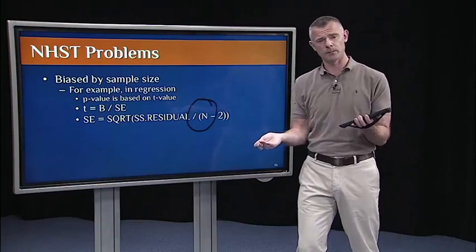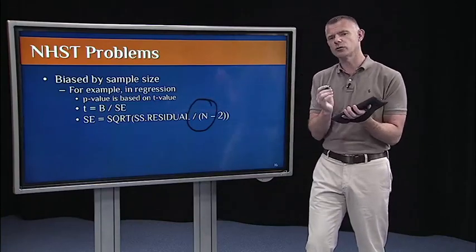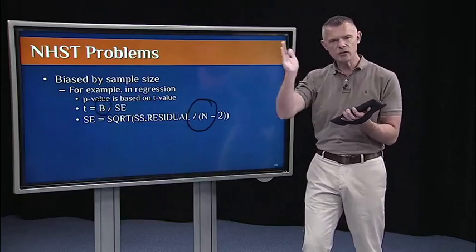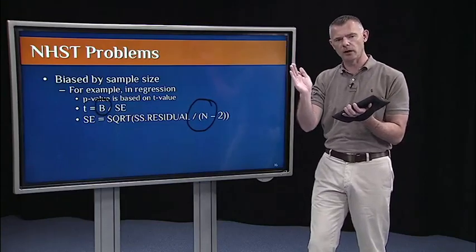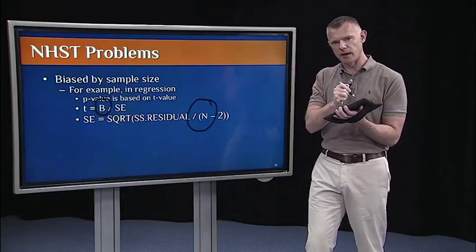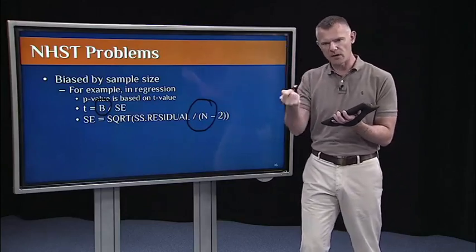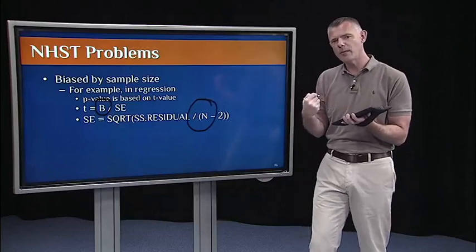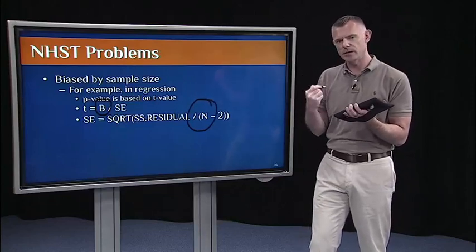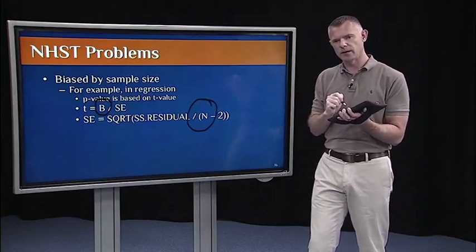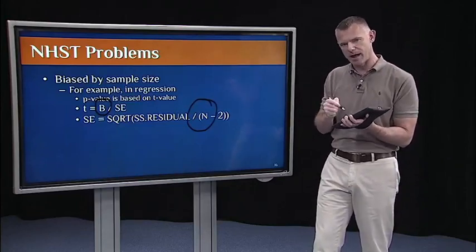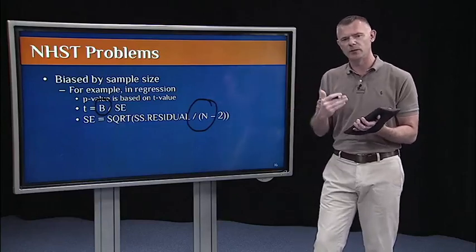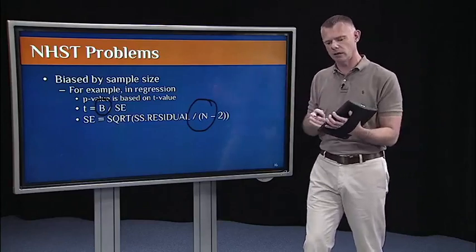reject the null hypothesis. So regardless of what the actual slope is, regardless of what b is, if I just increase n to an astronomical number, then I'll get a very low standard error. In turn, I'll get a very high t-value, and in turn, I'll get a very low p-value, which will allow me to reject the null hypothesis every time. That's what statisticians mean when they say NHST is biased by sample size. We'll get a significant result almost all the time if we just obtain a really large sample.